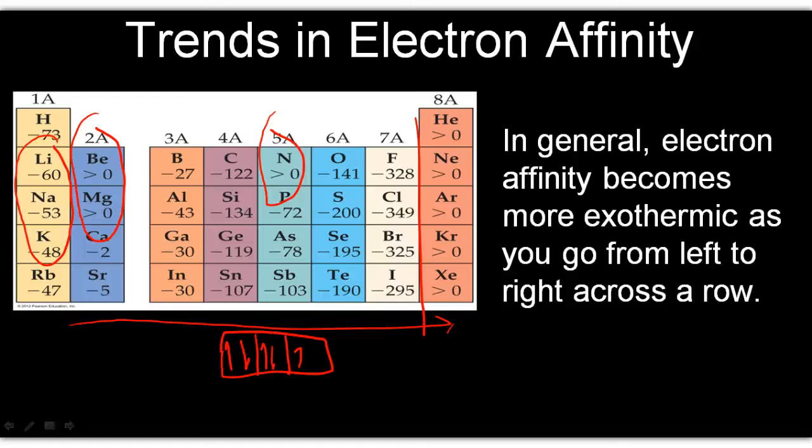But you have a couple in here you have to be mindful of: why nitrogen is a positive process, why beryllium is a positive or an endothermic process, and why the noble gases all require energy. And it's because, again, these guys over here have a full octet. It has to go into the next energy level to put that electron.